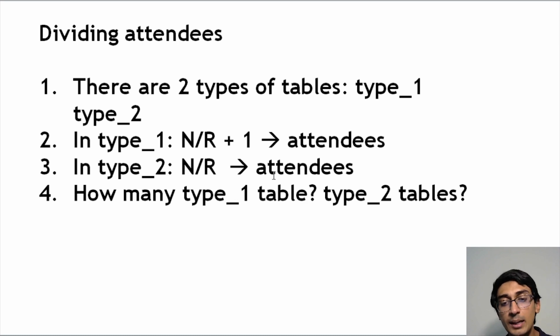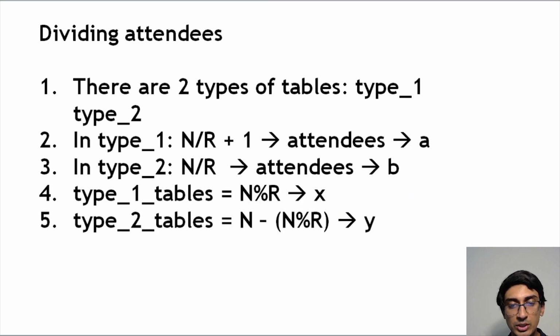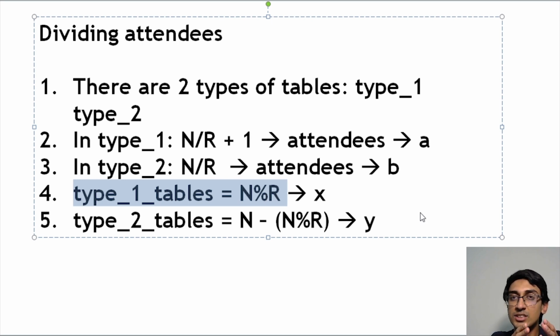But how many type 1 tables will be there and how many type 2 tables will be there, right? Again, this is a little bit of maths, but what we actually get is type 1 tables, there will be n modulo r type 1 tables, which means we'll first divide equally n by r, and then the remainder, we will try to divide one by one amongst all of the remaining tables.